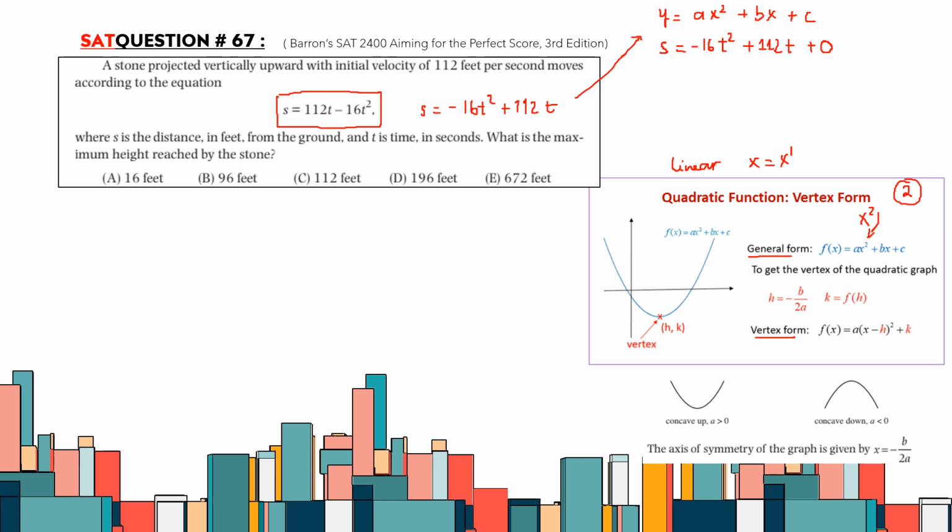After we see this is a quadratic equation, we find the coefficient of the squared term. In this case, a is negative 16, which is less than 0. So when a is less than 0, the graph will be concave down, so it will be that shape. And in this case, the vertex h comma k will be our maximum point, the highest position.